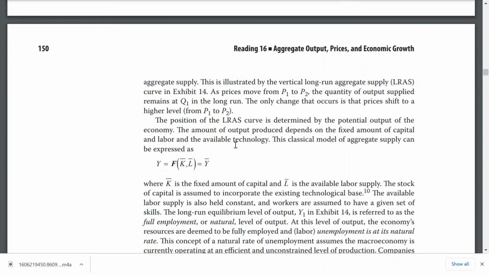This is illustrated by the vertical aggregate supply curve, or the LRAS, the long-run aggregate supply curve in Exhibit 14. As prices move from P1 to P2, the quantity of output supplied remains at Q1. In the long run, the only change that occurs is that the price shifts to a higher level, from P1 to P2.